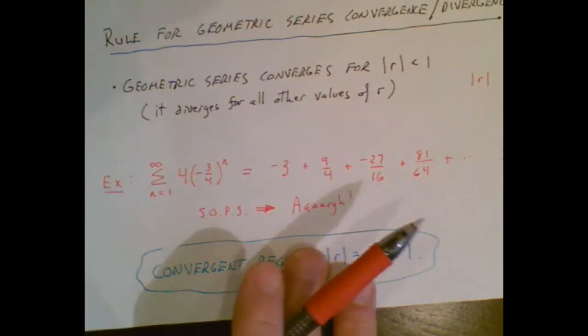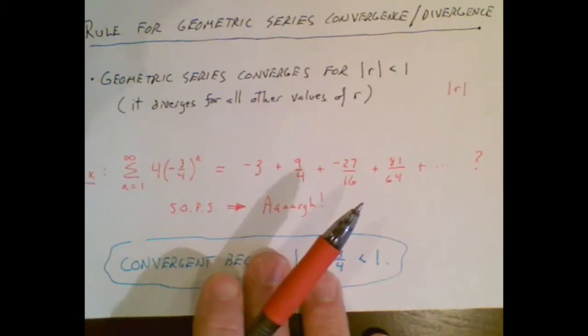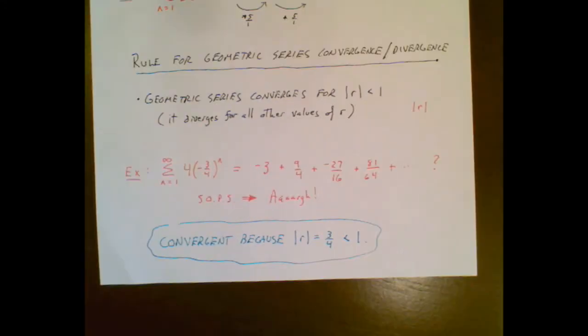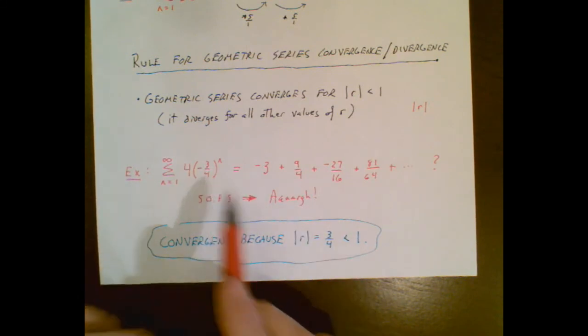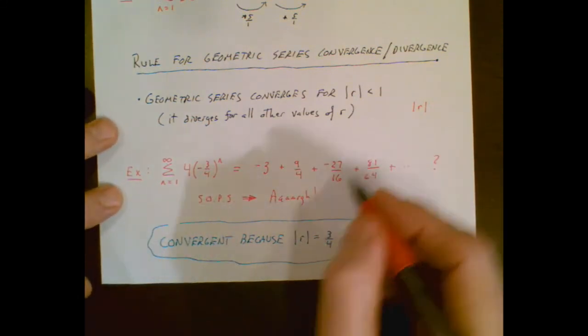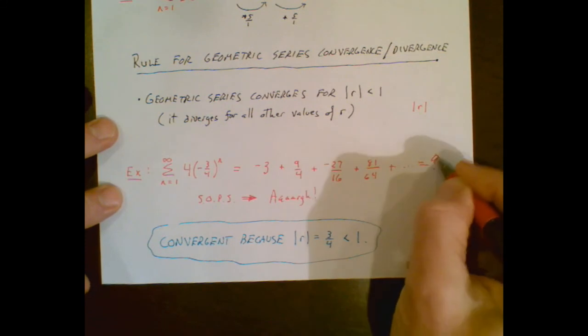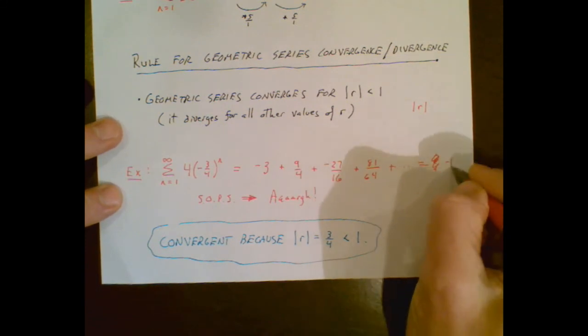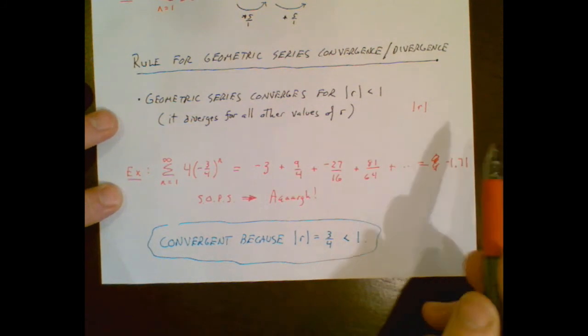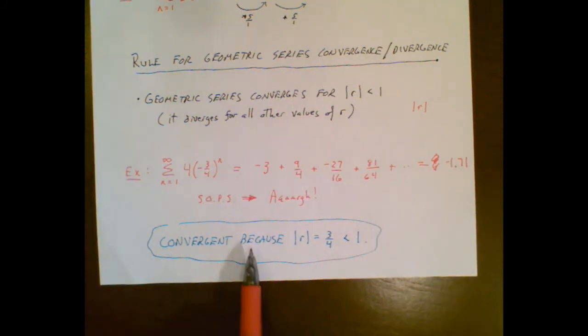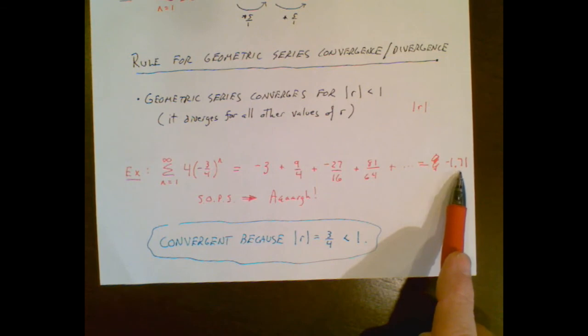So I might even be brave enough to say that this series, hold up. Okay, I might even be brave enough to say that this series has a total of, not question mark, but -1.71. I might be off by a decimal or so, but it's definitely convergent because the rules of the geometric series told me so, and the sequence of partial sums told me the value of that series.